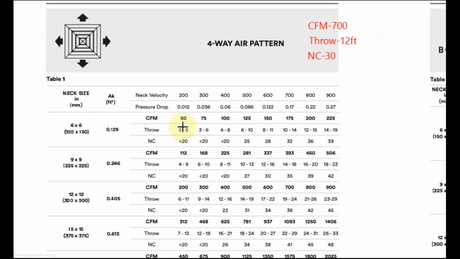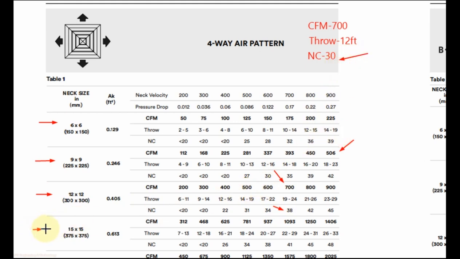Now we will select the size from the table. We should have CFM 700, throw 12 feet and NC maximum 30. Let us see the first row, which is 6 inch by 6 inch size. Here the maximum CFM is 225, so we cannot use this. For the second row, 9 inch by 9 inch, the maximum CFM is 506, which is also less than 700. Then the third row, 12 inch by 12 inch: here we find 700 CFM, but the NC level for it is 38, which is greater than 30, so we cannot use it either.